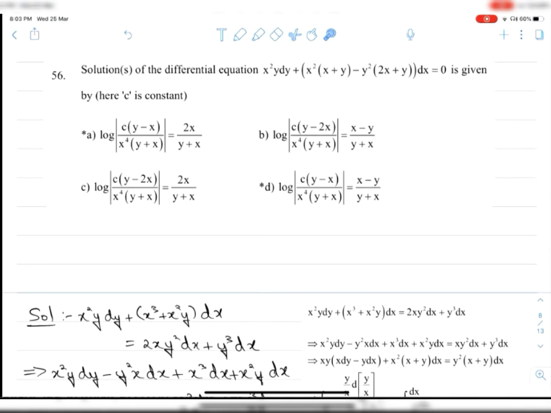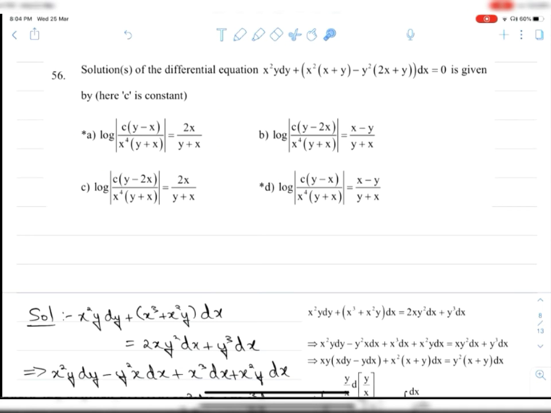So we go for question number 56. Solution of the differential equation x square dy plus x square times of x plus y minus y square times of 2x plus y dx equal to 0 is given by, C is integration constant. So see, again, whenever it is asking questions related to differential equations in multiple choice, you have to be careful with the integration constant part, because this c can be manipulated in any way. I can simply write c by 2x power 4 into y plus x. That will also be the answer. So if you get a single answer, don't just go for it. If it is multiple, you have to go through the other options also.